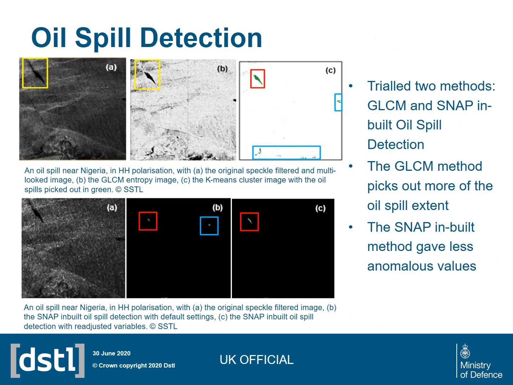One use case that could make use of the SAR imagery specifically was oil spill detection. Oil spills appear as dark areas on SAR images. In the images on this slide, anomalous pixels are outlined in blue boxes and the oil spill is outlined in red boxes. Two methods of detection were trialled. Firstly, a grey level co-occurrence matrix method.